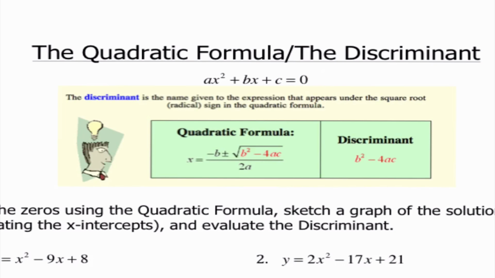The second concept that we're talking about today is what we call the discriminant. Our discriminant is b squared minus 4ac, and in this lecture, we are going to discover on our own what the discriminant tells us and why that is important.